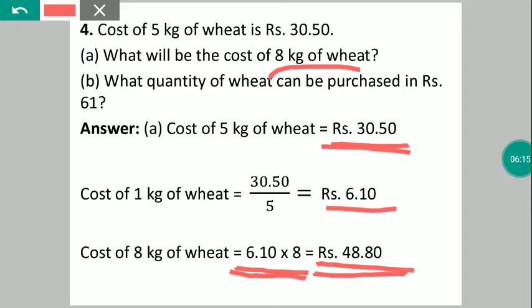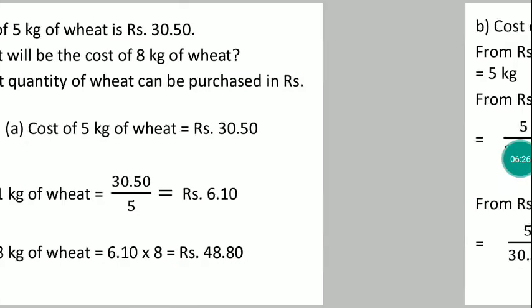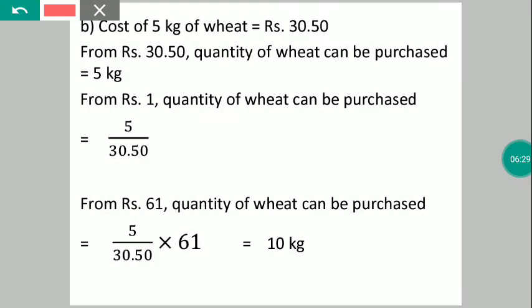Now answer of B. What quantity of wheat can be purchased in rupees 61? That means in rupees 61, how much quantity of wheat can we purchase? Now here the cost of 5 kg of wheat is given as rupees 30.50. From rupees 30.50, the quantity of wheat that can be purchased is 5 kg. Now from rupees 1, how much quantity of wheat can be purchased? So from rupees 1, the quantity is equal to 5 upon 30.50.